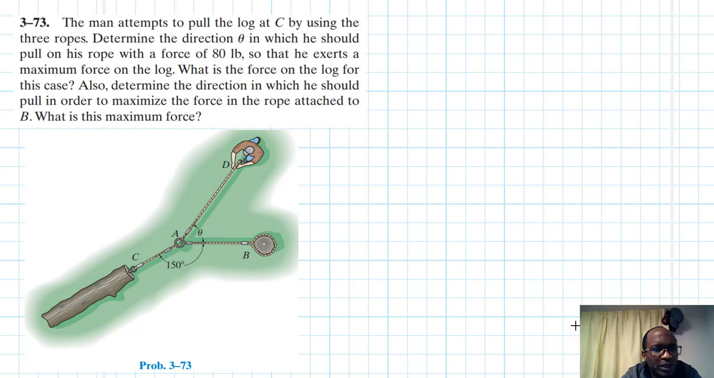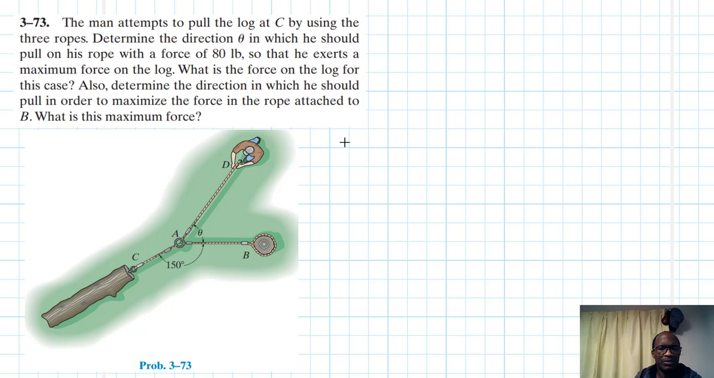The problem reads: the man attempts to pull the log at sea by using the three ropes. Determine the direction theta in which he should pull on his rope with a force of 80 pounds so that he exerts a maximum force on the log. What is the force on the log for this case? Also, determine the direction in which he should pull in order to maximize the force in the rope attached to B. What is this maximum force?